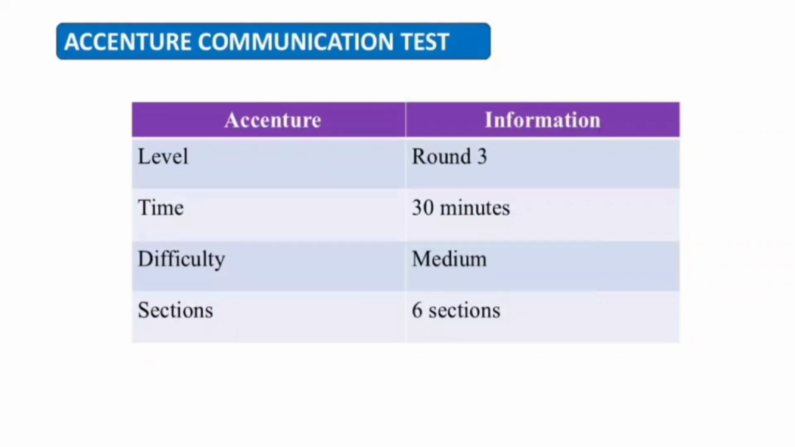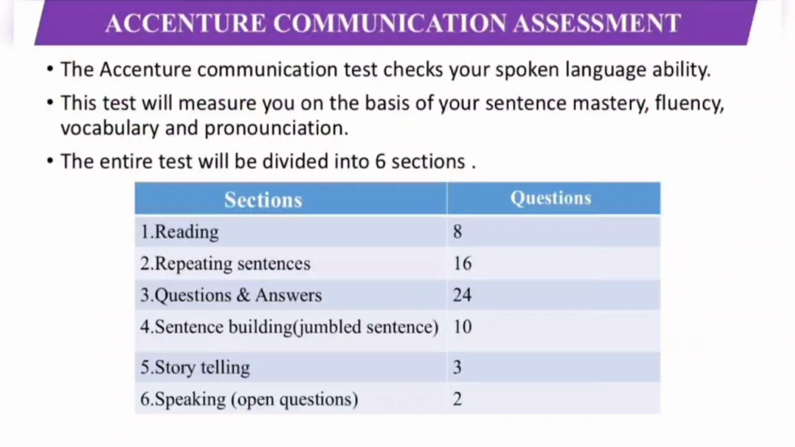Let's move forward. Okay, let's deep dive into what the Accenture communication assessment is. The Accenture Communication Test checks your spoken language ability. This test will measure you on the basis of your sentence mastery, fluency, vocabulary and pronunciation. The entire test will be divided into 6 sections.